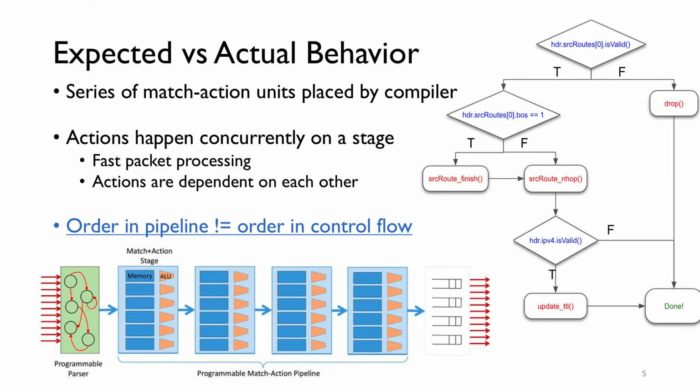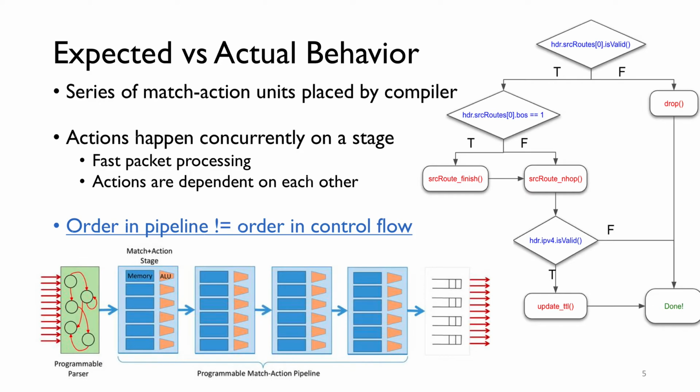The P4 pipeline is very streamlined for fast packet processing, and actions happen concurrently within the stage. Yet, the compiler must make sure to create no race conditions such as read-write conflicts due to actions attempting to access the same resources concurrently, such as within the same stage. Thus, it's only natural for the order that actions appear in the control flow to not be the order that they actually appear in the pipeline.